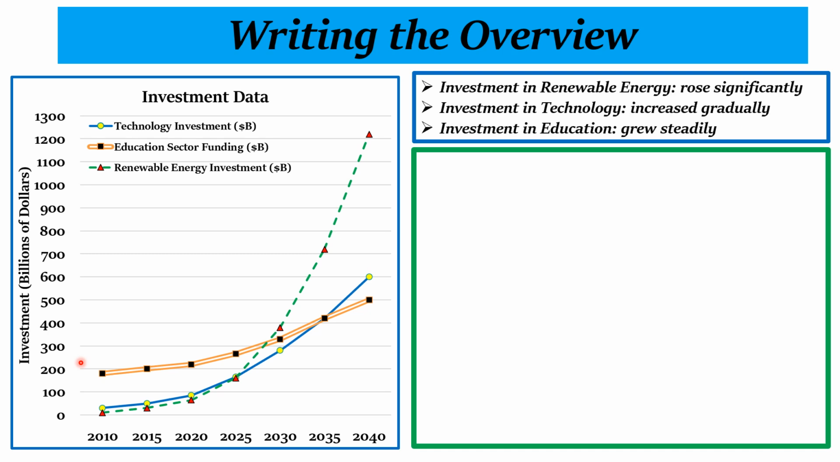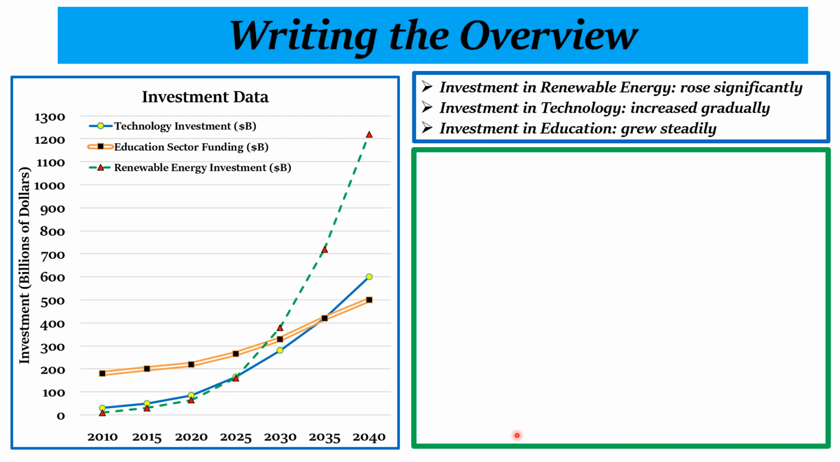Looking at the graph, we can see that investment in the renewable energy sector increased dramatically. However, investment in the technology sector increased gradually. Similarly, investment in the education sector grew steadily. Now let's put these trends together to form a well-structured overview.